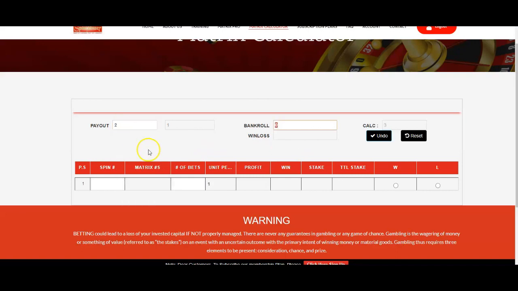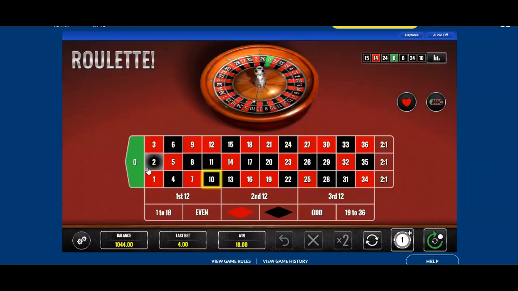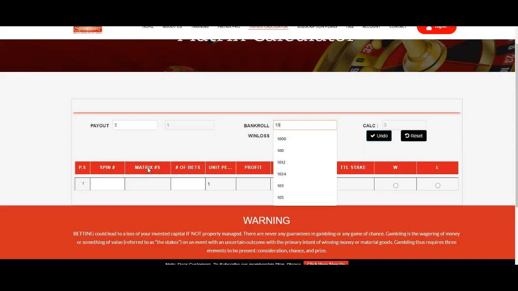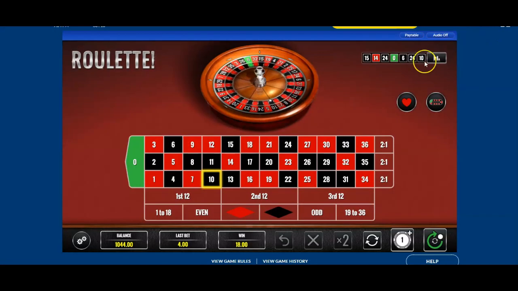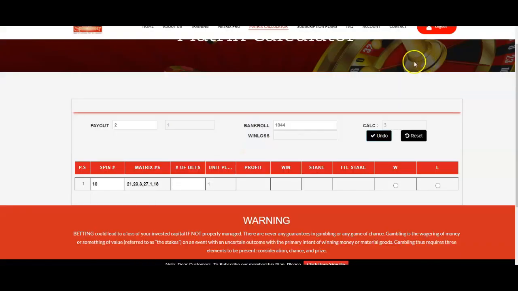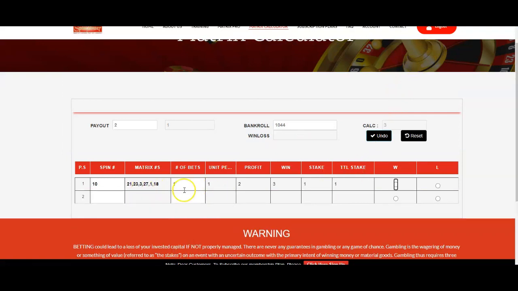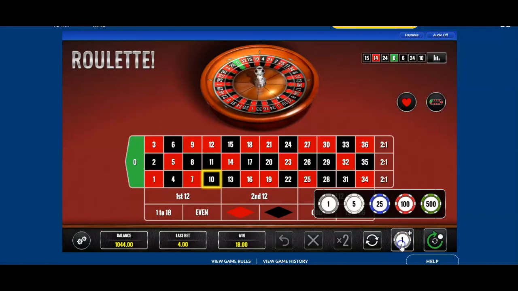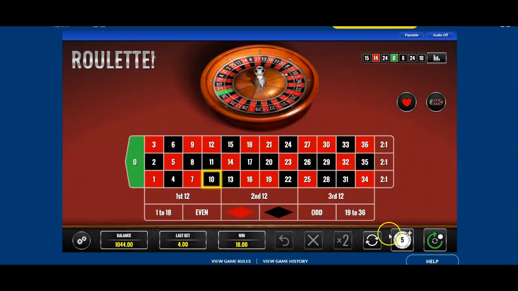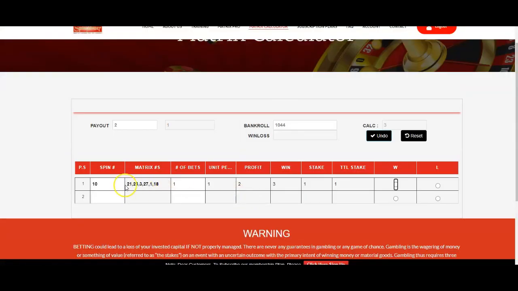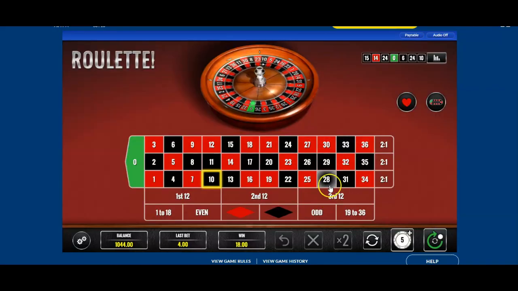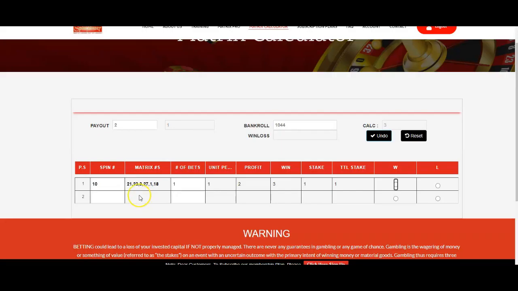Basically, we're going to take 2 to 1 odds. Our bankroll now is 1,044, and the number is 10. And this is how this strategy works. So we're going to place 1 unit, and this is your preference, whether you want to place 5 units or 1 unit. But what we're going to do is place 5 units or 1 unit on the block with the number on the matrix sequence.